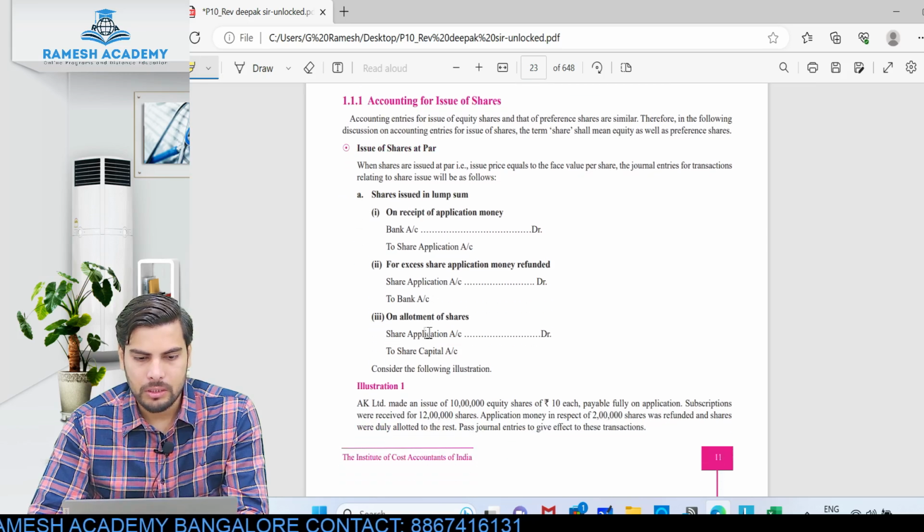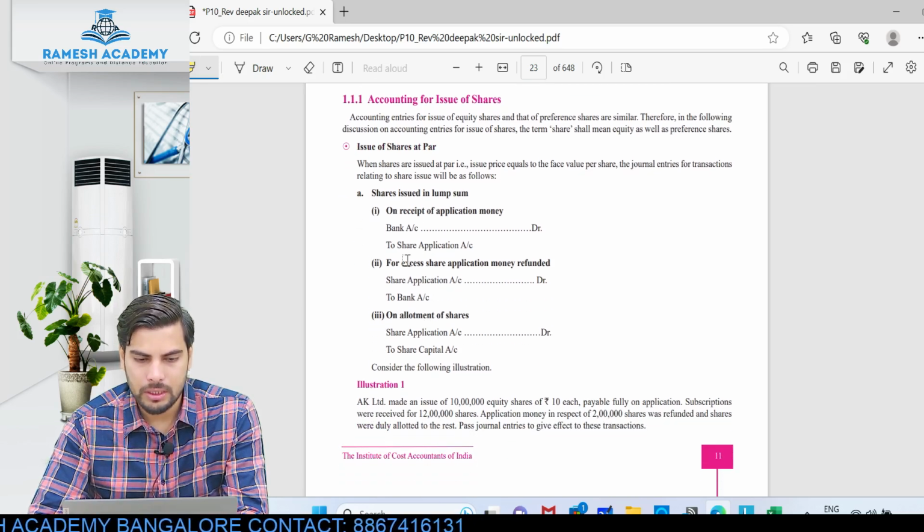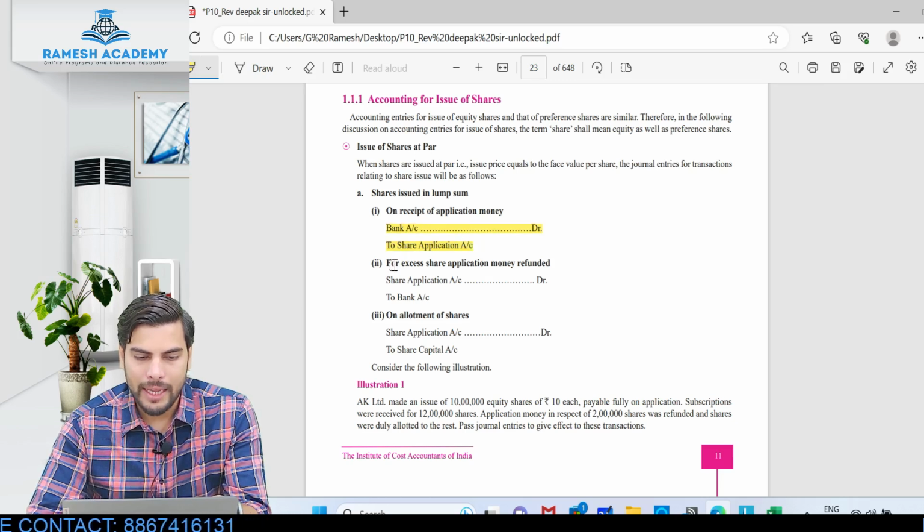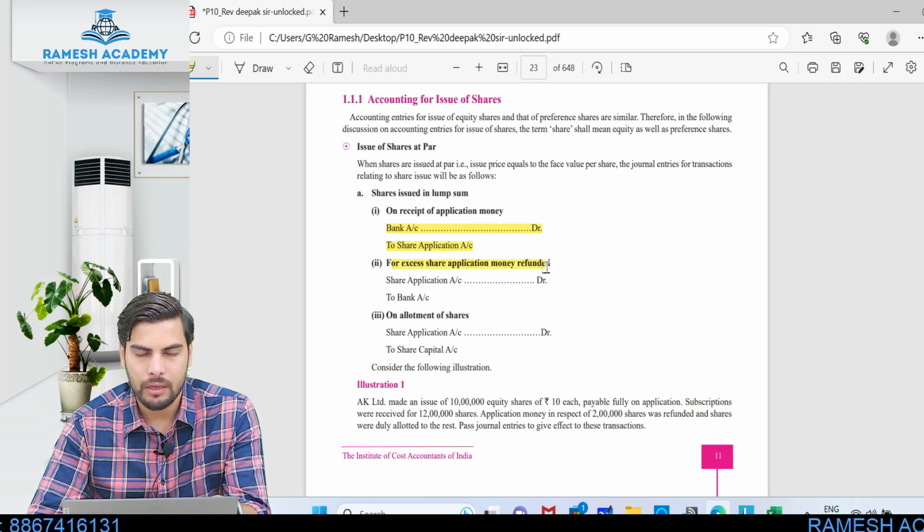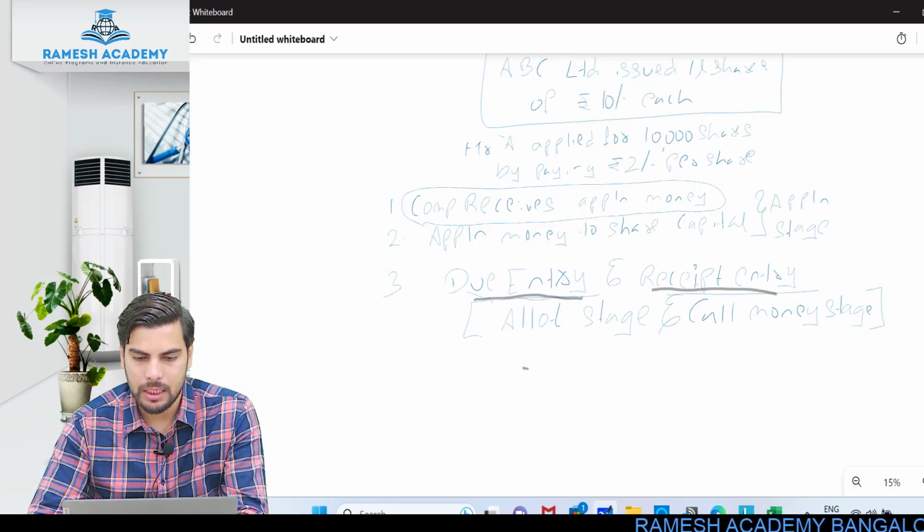Look at this. The same entries we discussed have been given over here. On receipt of application, the entry will be bank account debit to share application account. For excess share application money refunded, we did not discuss this entry, right? We will be discussing it when it comes to over subscription of shares. So what is over subscription? Let me explain it over here.